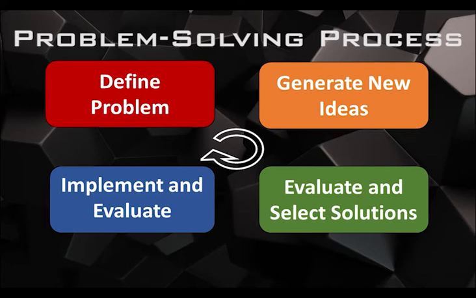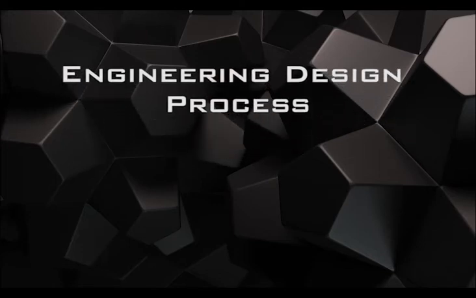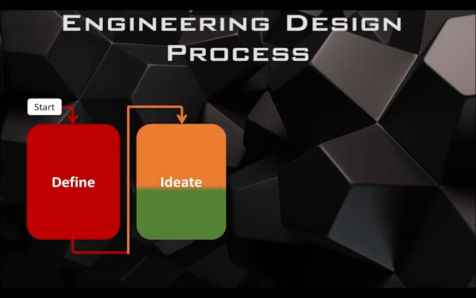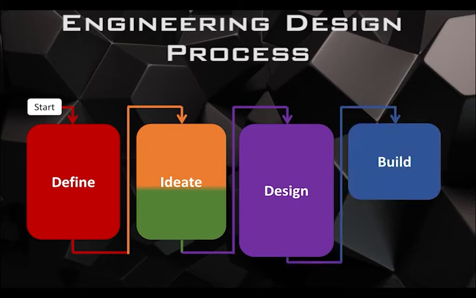Next, let's look at the process engineers use to solve their problems. The engineering design process is very similar to the general problem-solving process. However, we often combine the generation and selection of designs into one phase. Then we have a bigger focus on modeling, simulation, prototyping, and testing during the design phase. And we end by implementing the design through building and further improving the design.